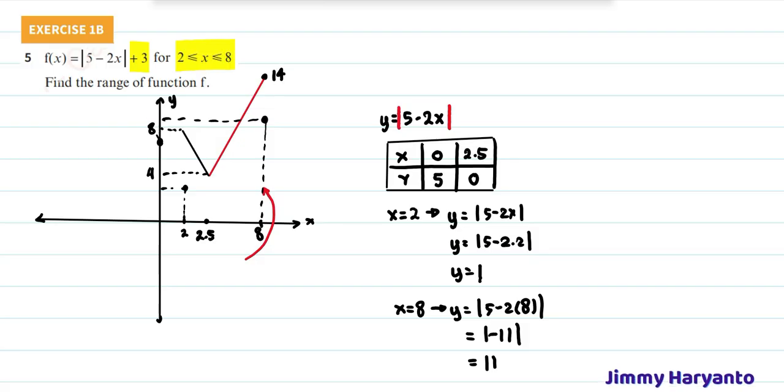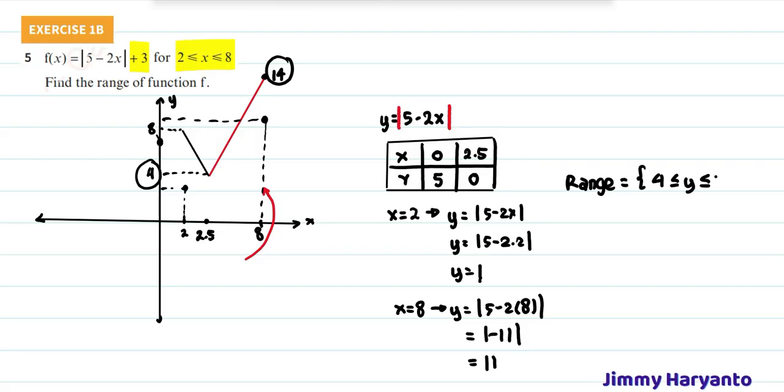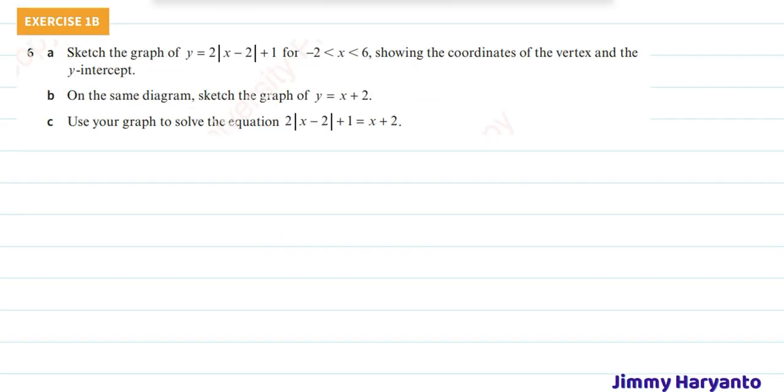Okay, so as you can see, the value of y varies from 4 to 14. The lowest is 4 and the highest is 14. That means the range in this question is 4 less than or equal to y less than or equal to 14. There we go. Okay, and then question 6.